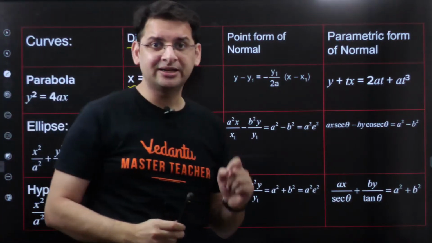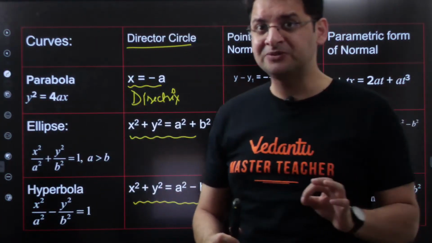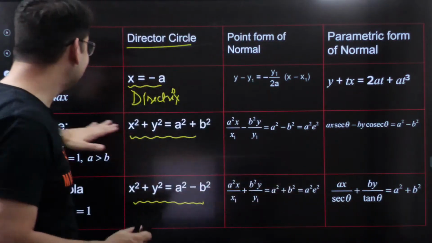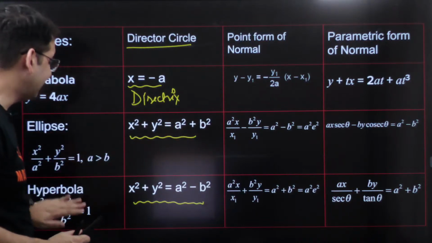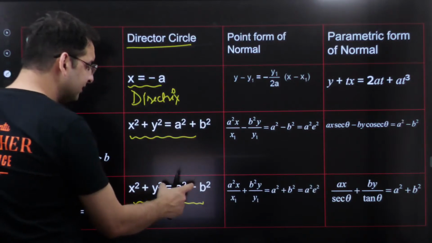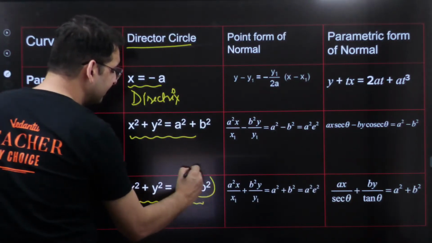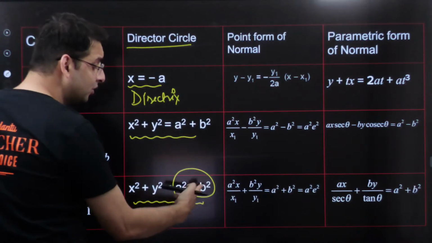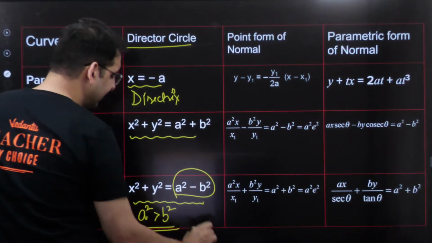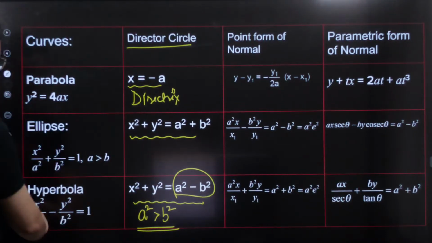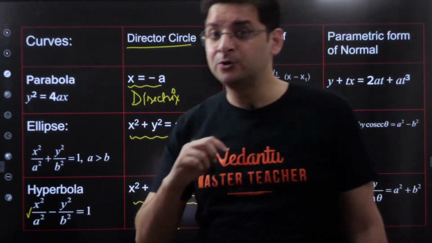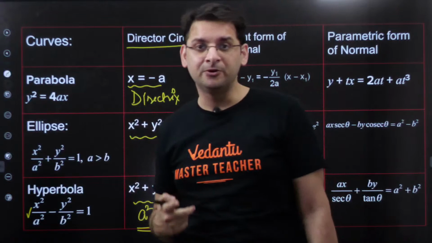So very important. Director circle is the locus of the points from which two perpendicular tangents are drawn to any conic section. So in case of ellipse, this is the director circle. In case of hyperbola, director circle is this. Also in case of hyperbola, you need to make sure that x square plus y square is equal to r square, and r square is always positive. So a square is always greater than b square if this is the hyperbola. Only then you are able to draw two perpendicular tangents. Otherwise, you will not be able to draw two perpendicular tangents.